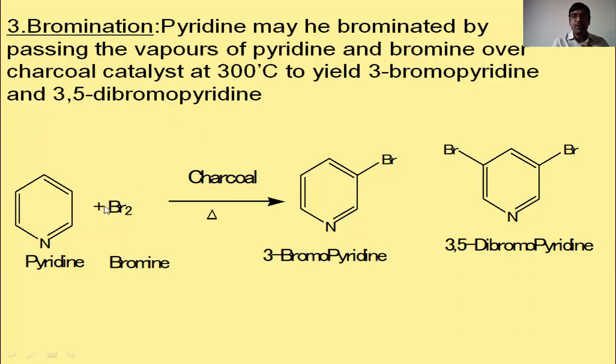This is the bromine molecule. It gets dissociated when dissolved in the charcoal. It will form the Br plus and Br minus. This Br plus attacks on the 3 number position of the pyridine and the other side product is the 3,5-dibromopyridine.